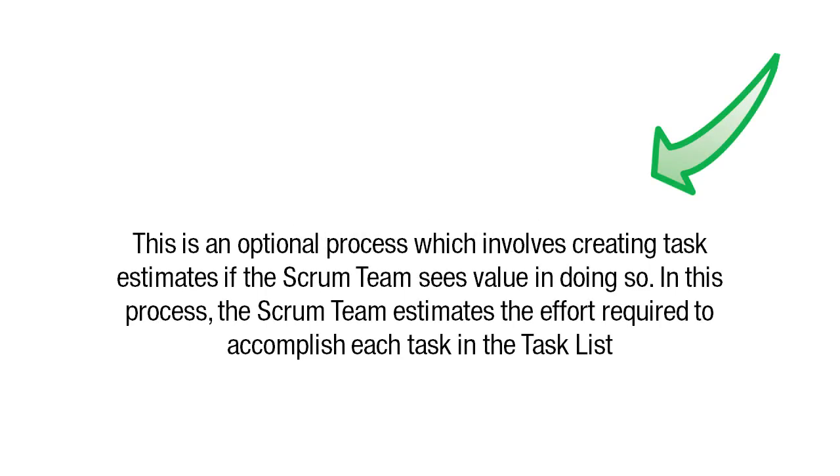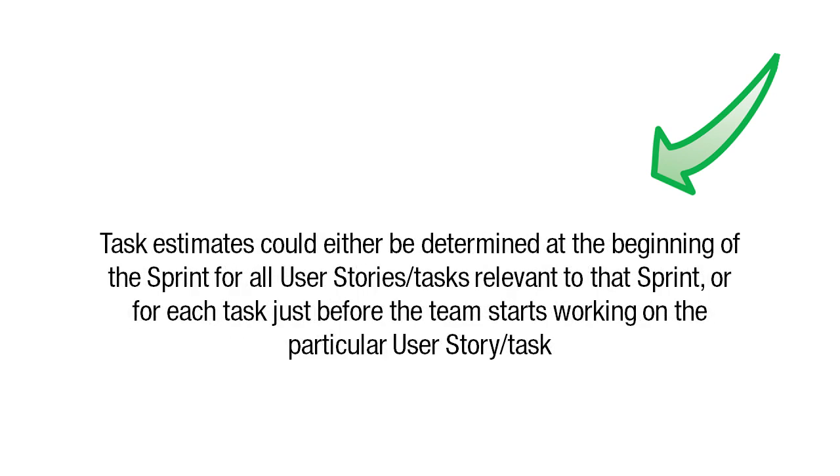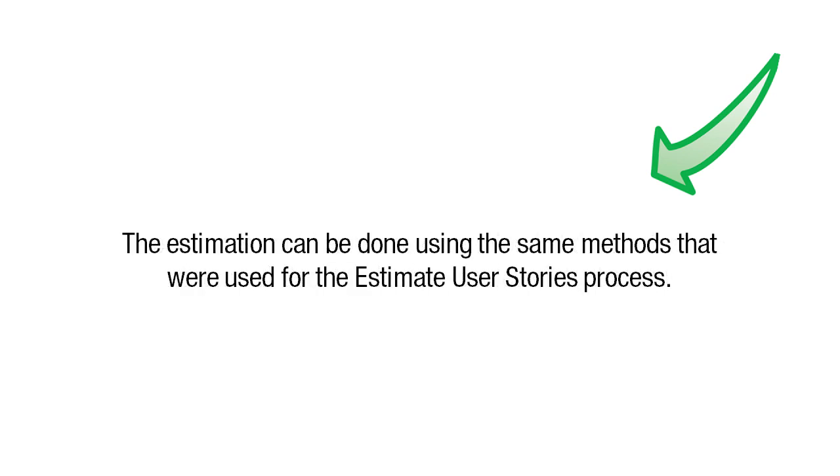This is an optional process which involves creating task estimates if the Scrum team sees value in doing so. In this process, the Scrum team estimates the effort required to accomplish each task in the task list. Task estimates could either be determined at the beginning of the sprint for all user stories or tasks relevant to that sprint, or for each task just before the team starts working on the particular user story or task. The estimation can be done using the same methods that were used for the Estimate User Stories process.